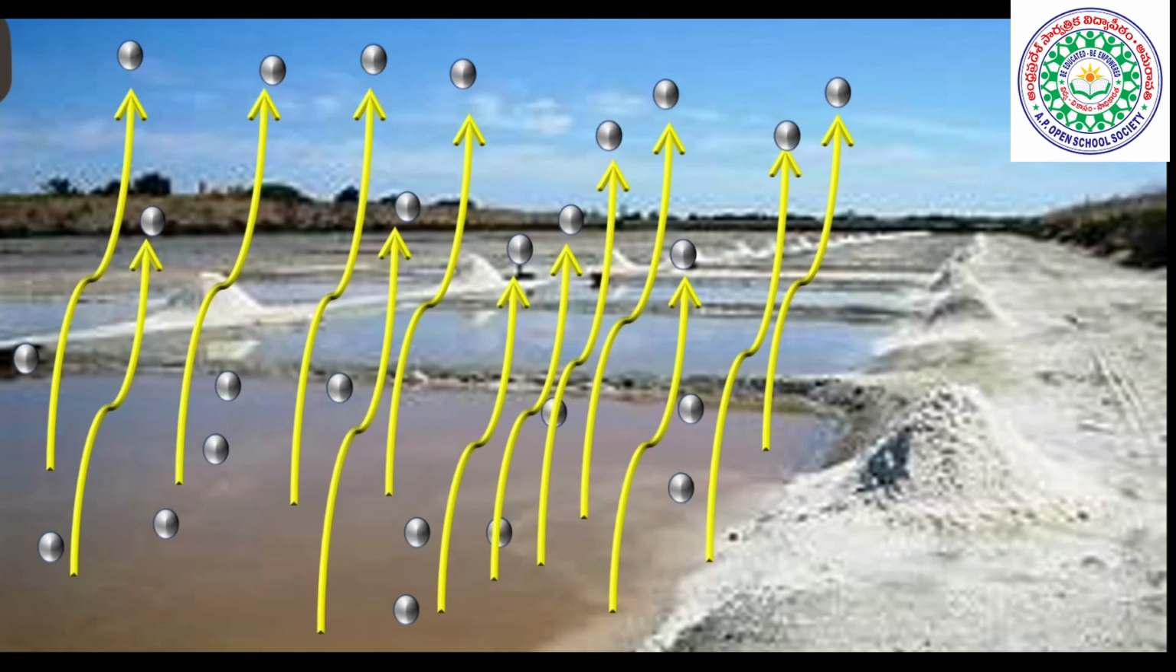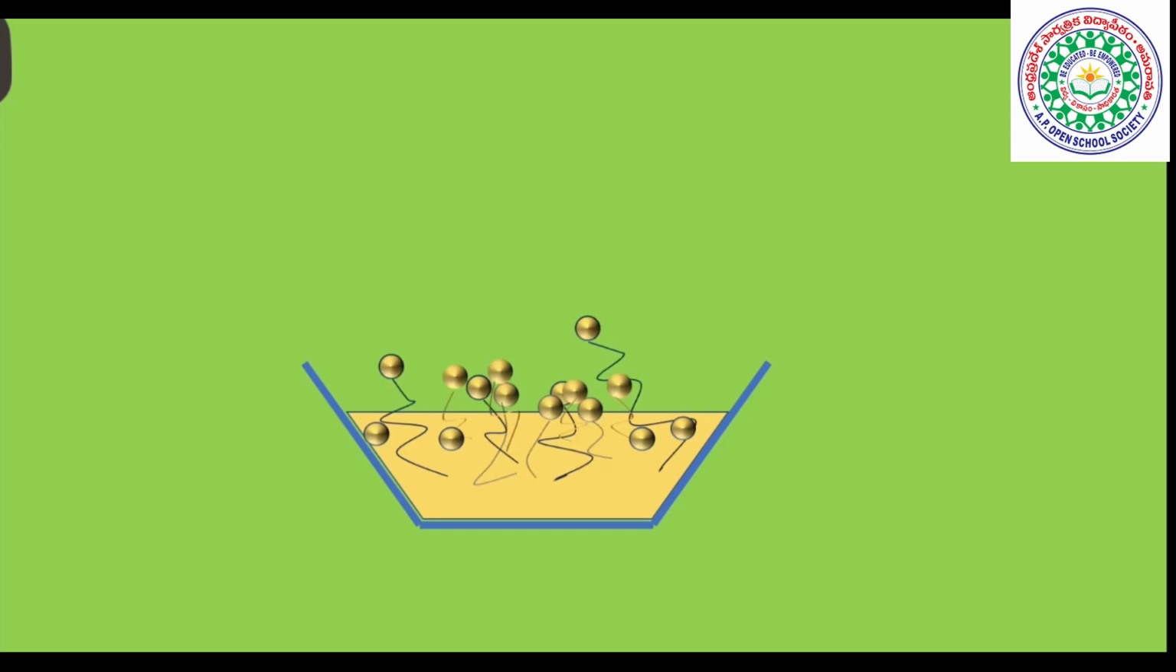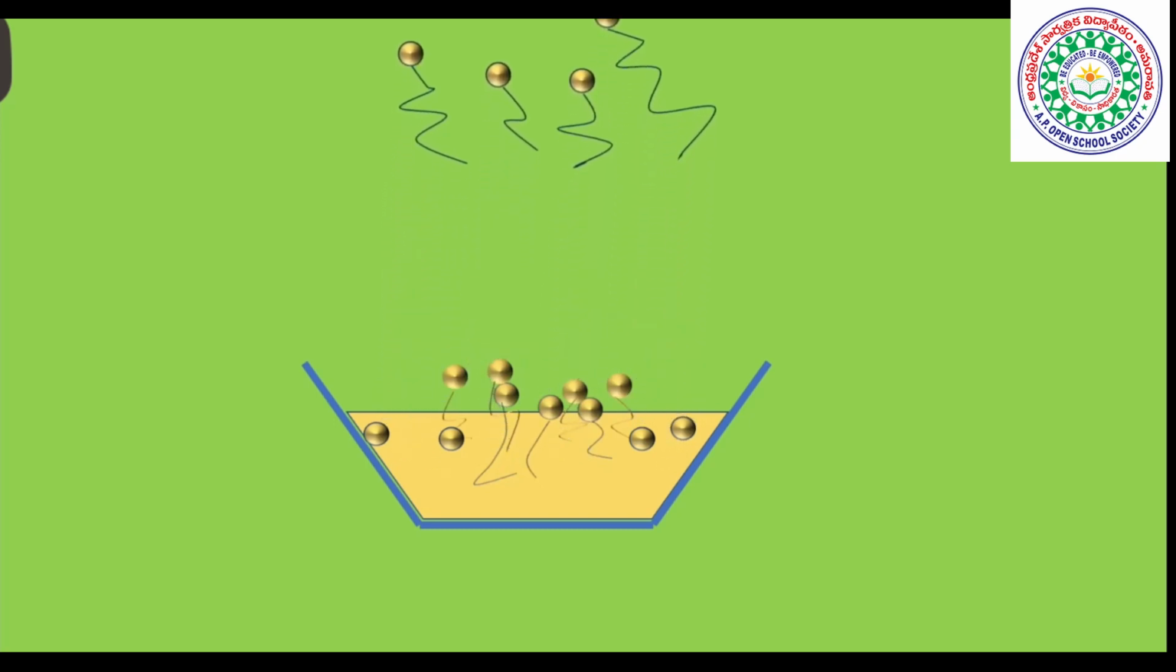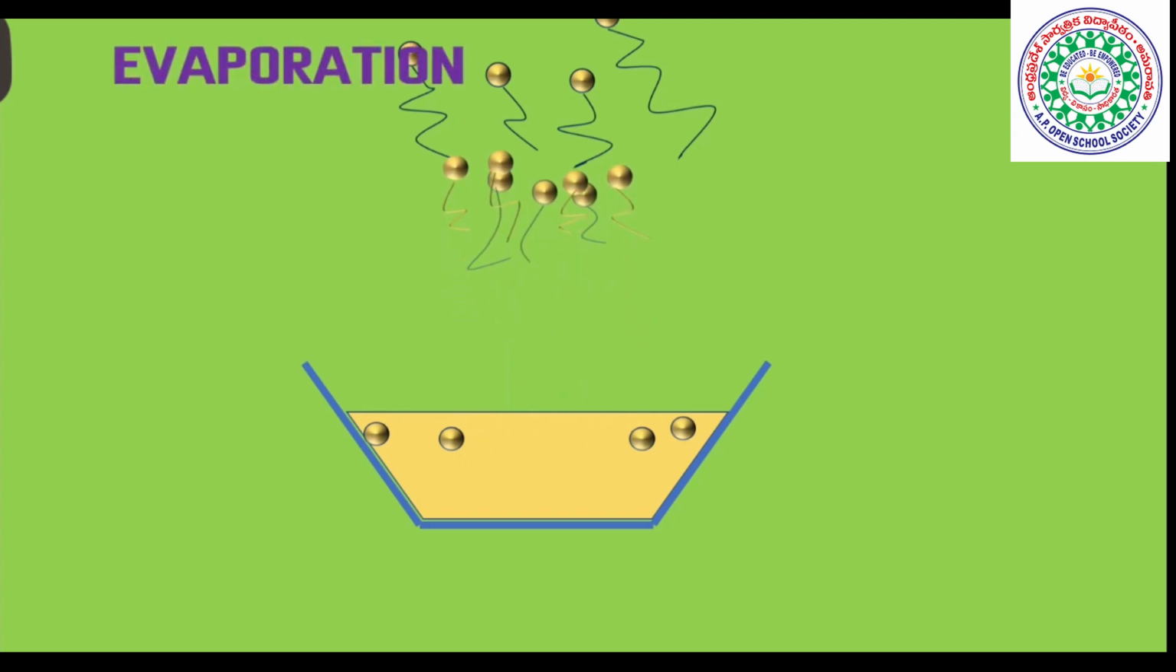So, how does this evaporation work? Consider a liquid in a small open container. After some time, some amount of the liquid at the surface turns into vapor and escapes from the liquid. This process is called evaporation.